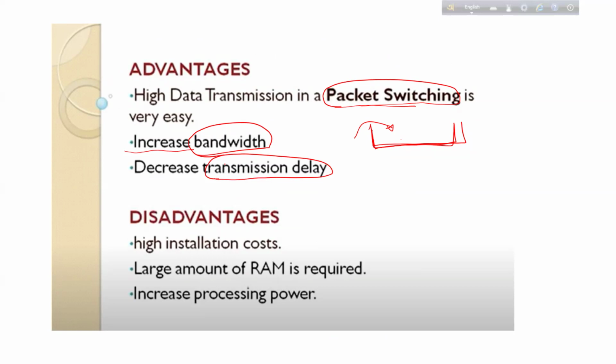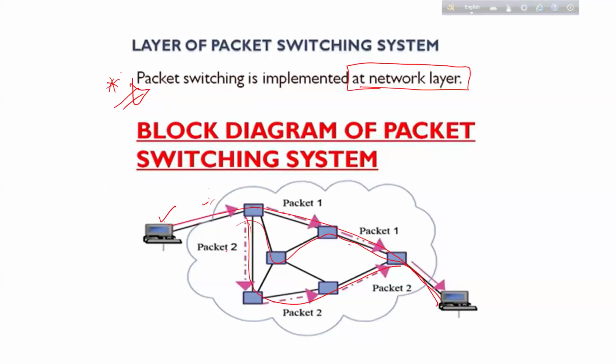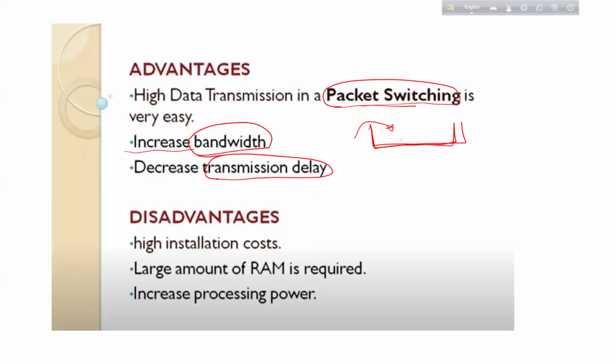Now, there are some disadvantages also, like high installation cost. I need different numbers of switching elements or routers, so the installation cost is high. A large amount of RAM, random access memory, is required. The processing power is also increased in this switching system.